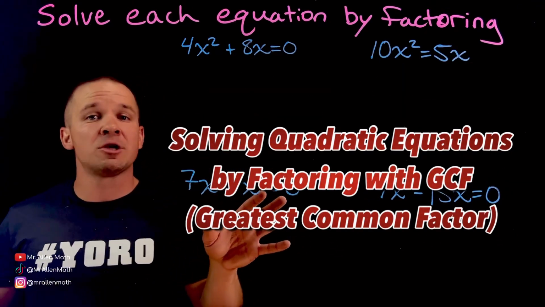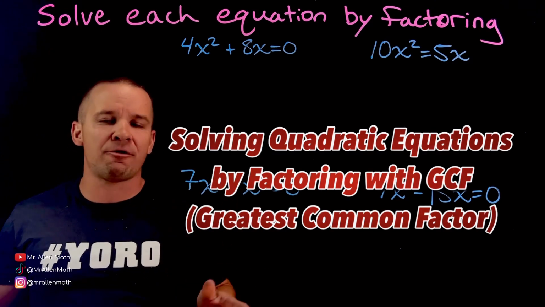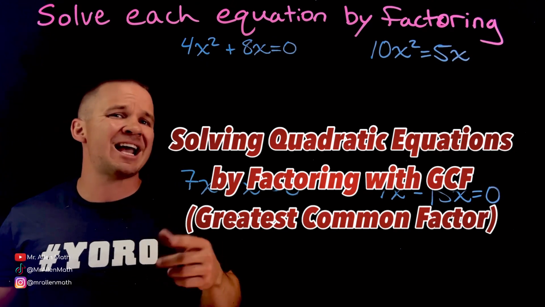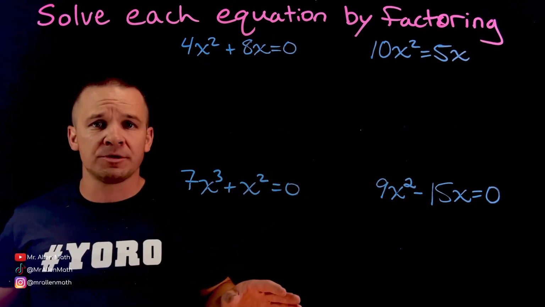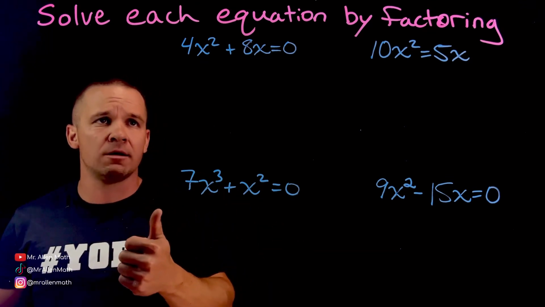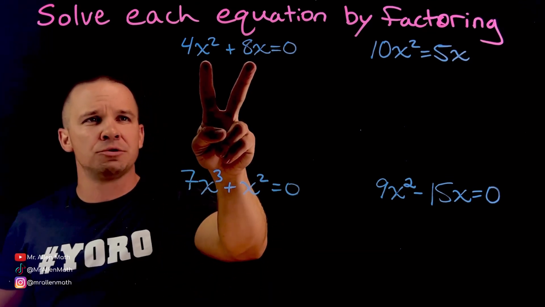For these 4 examples, we're going to be using what's called GCF, or greatest common factor. So for the first one here, I have 4x squared plus 8x equals 0. It's already equal to 0, so that's step number 1 if I'm going to solve by factoring. We're good there. Now I'm going to look for what's in common between these two terms.